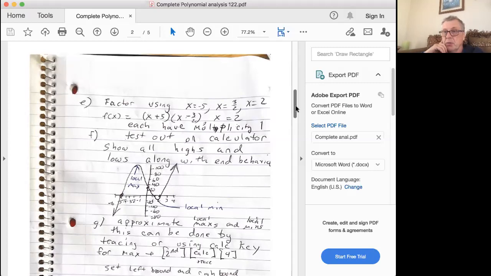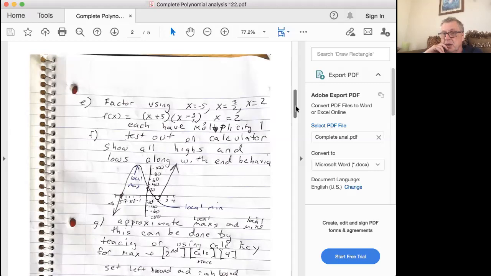Remember, when you put it in factored form, you change the sign of the zero. So since it was minus 5, it becomes x plus 5. Since it was positive 3 over 2, it becomes x minus 3 over 2. And since it was x equals 2, it becomes x minus 2. Okay, we'll write it in factored form.